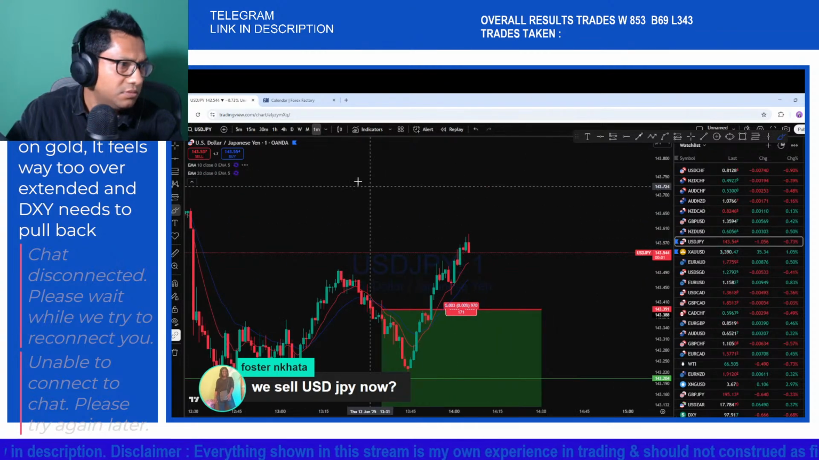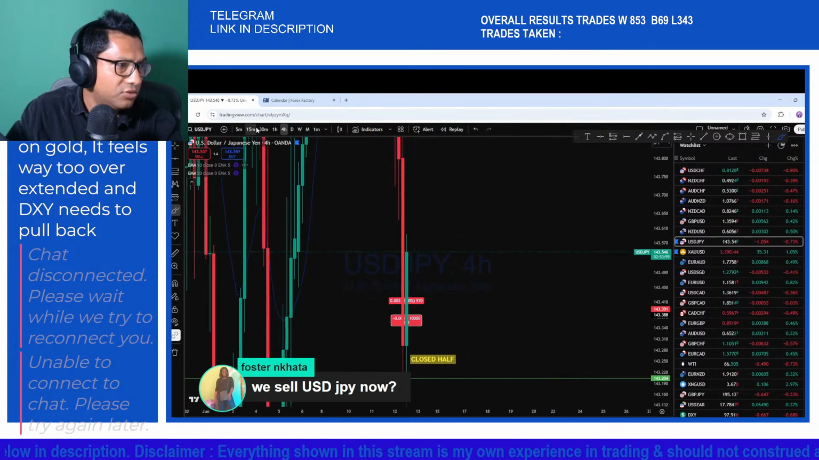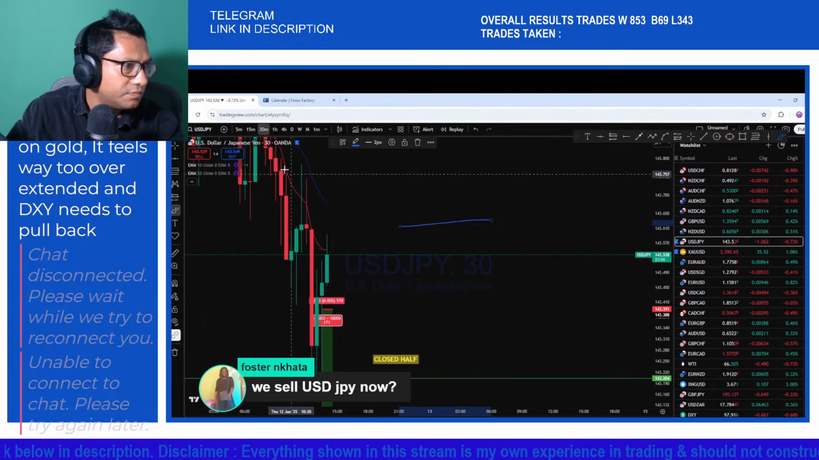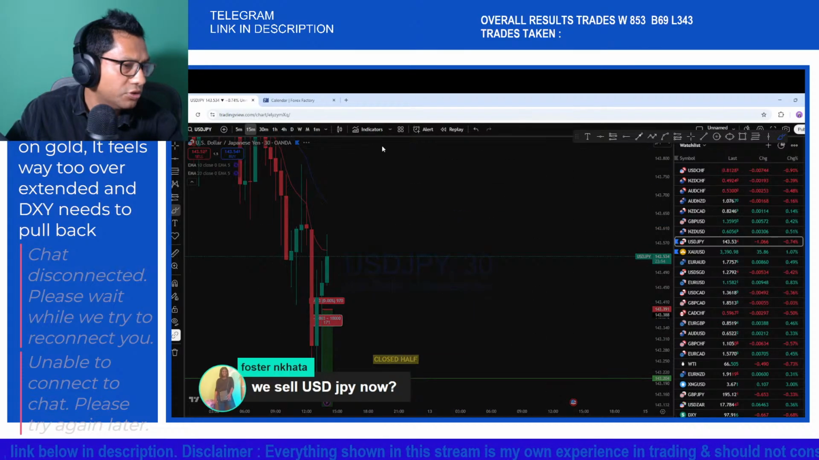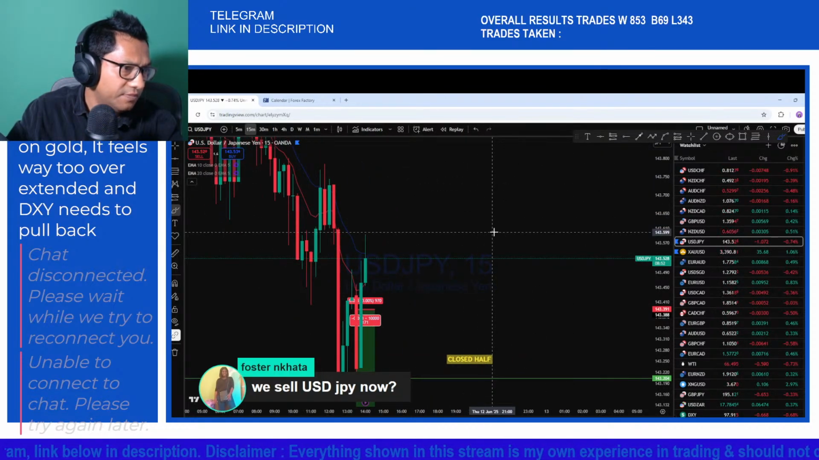Meanwhile, Dollar Yen has made its move back to the upside again. It has basically potentially gone for a retest of this neckline.